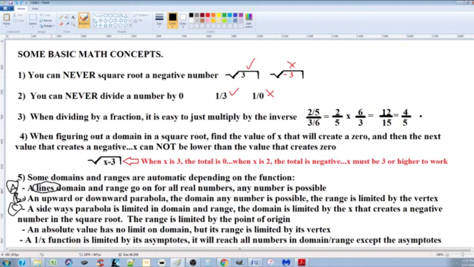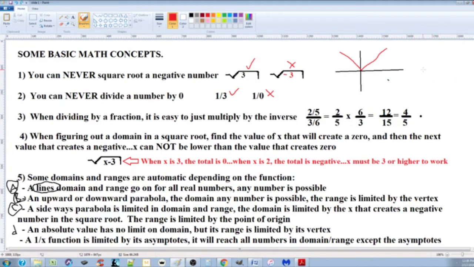Let's look at the next rule. Absolute values have no limit in domain. They have no limit in their domain, but its range is limited by its vertex. Okay, so most absolute value functions, again, if you need help on these, let me know, are like that. That's the parent function. So we can see that, well, x's go on forever. So that's x's domain: it just means x is any real number.